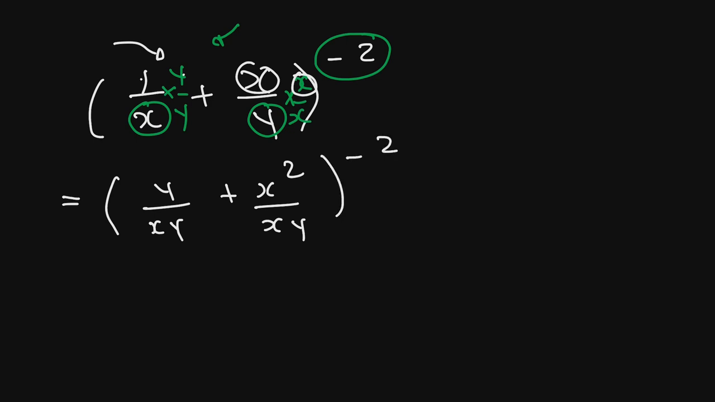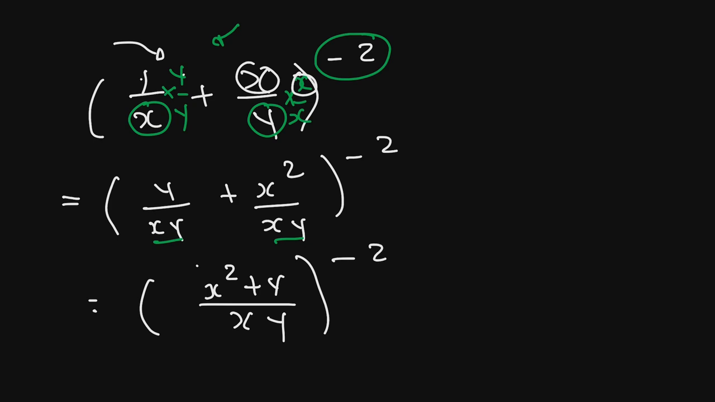Now that our denominators are the same, we can add these fractions. We keep the denominator the same, which is xy, and add what is at the top. So we're going to have x squared plus y. It really doesn't matter whether you put x squared first or y first. I like to start with the smallest variable, moving to the bigger variable, so I'm arranging my terms in order. So this is raised to the power of -2.